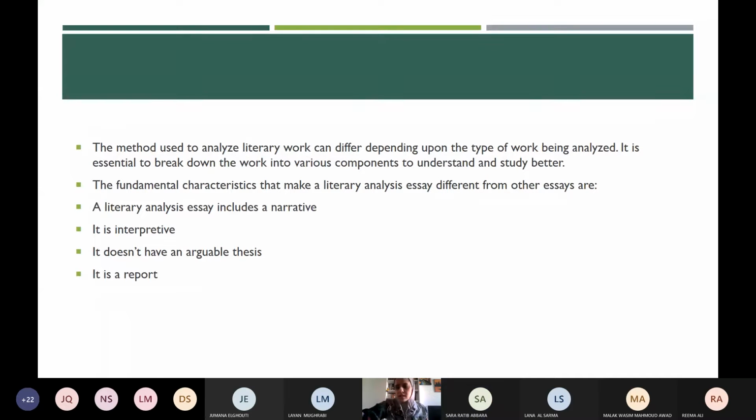Miss, before she starts, must they mention that it includes a narrative? Yes, I will tell you later. Don't forget to ask me and I'll tell you. Okay.